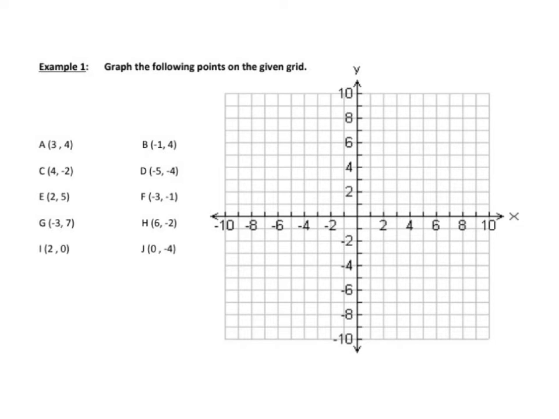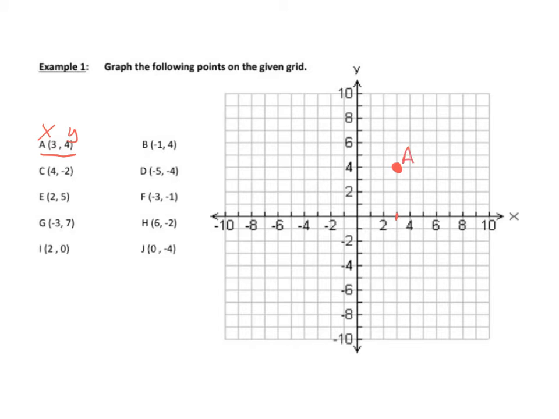Okay, so let's take a look at graphing the following points on the given grid or on your coordinate plane. So if we look at A, we're going 3, 4. The big thing to remember is always do x first, always do y second. So if we're going to go over to x is 3, that's going to take us out here. And then we're going to trace up to 4.